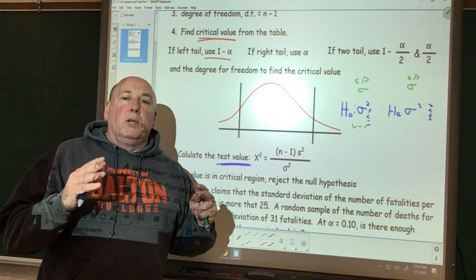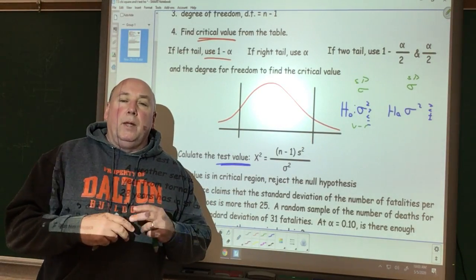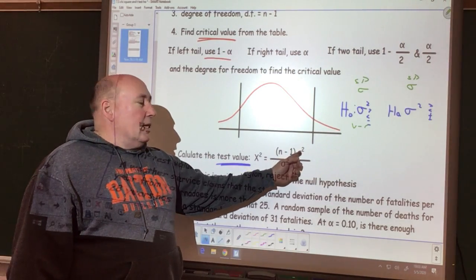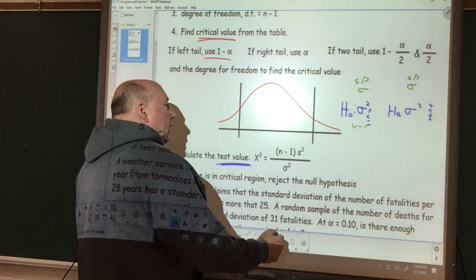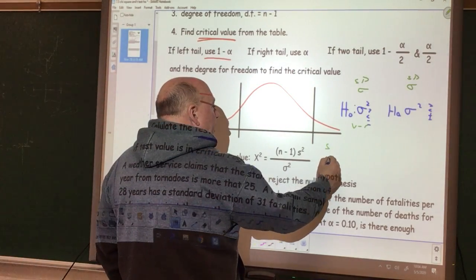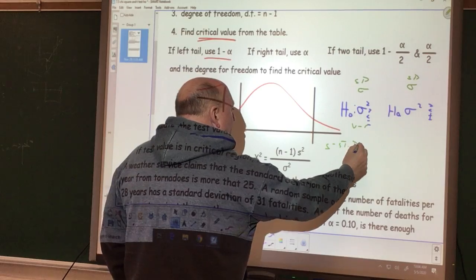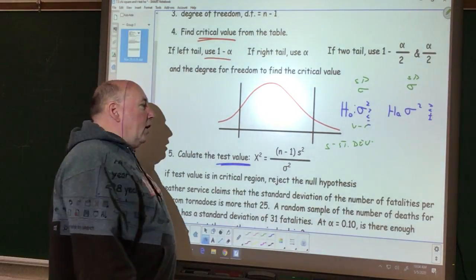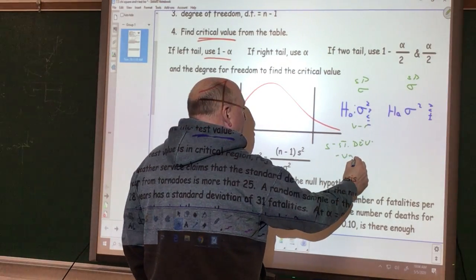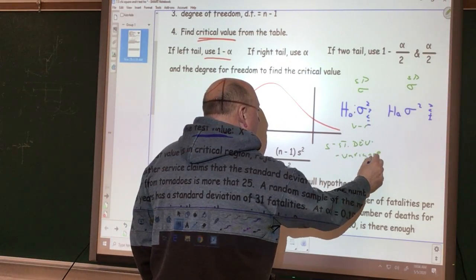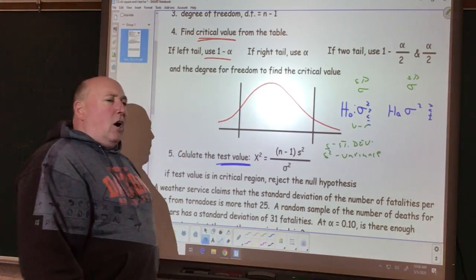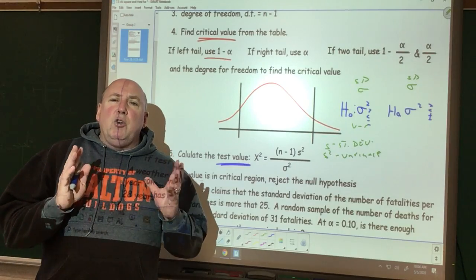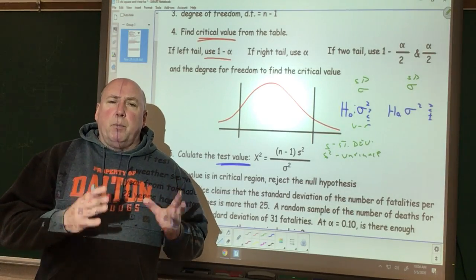So you'll have to be able to read the verbiage from the problem to be able to come up with that. Now, other thing to note here is this is S squared. So if you're dealing with a standard deviation, you need to be able to square that. But if you're given the variance, this value is already squared, so you do not have to square it again. So once again, you need to know the verbiage of the problem.